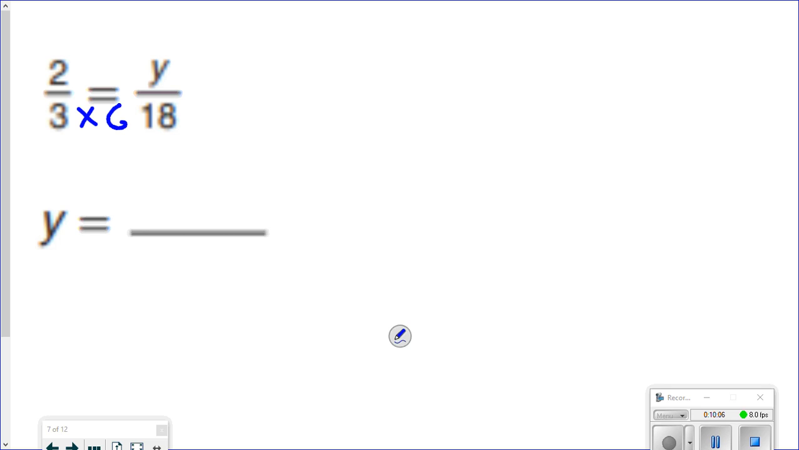3 times 6 is 18, so 2 times 6 is 12. Do you see how if you don't know that 3 times 6 is 18, this problem is going to take you forever? You're going to be confused. You're not going to understand fractions. It's not that you don't understand fractions. It's because you can't multiply yet.